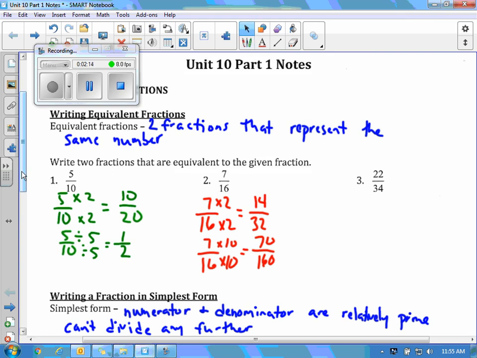Number 3, I'll leave to you. 22 over 34, come up with 2 equivalent fractions for that.